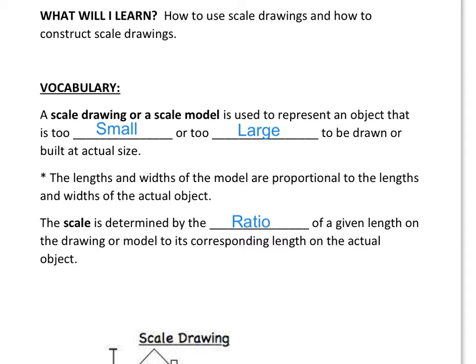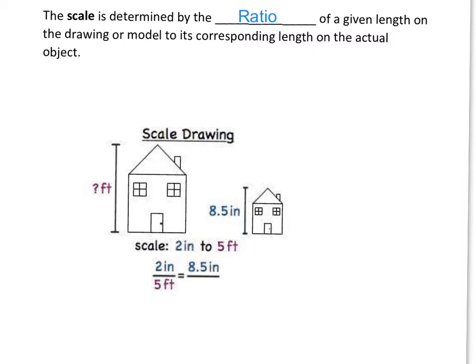So if we have a drawing that's measured in inches, in real life we could take that image and create it in feet. Now the scale is determined by the ratio, a fraction, of a given length on the drawing or model to its corresponding length on the actual object. So for example, if we have a house that has a height of so many feet in real life, but the scale in our drawing is 8.5 inches, we know in real life that a house is not 8.5 inches tall. It's going to be measured in feet. It's going to be taller.